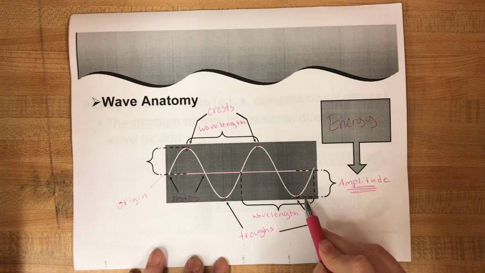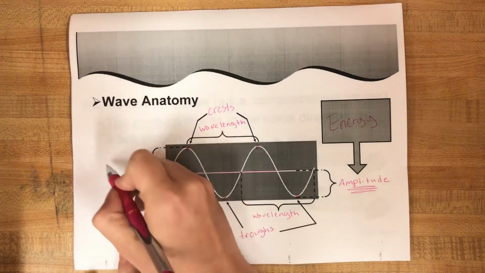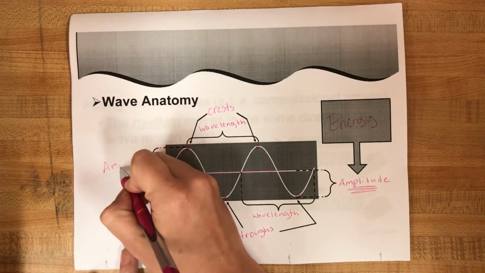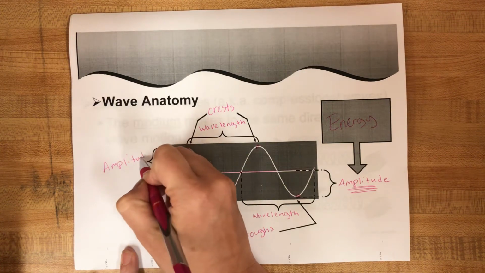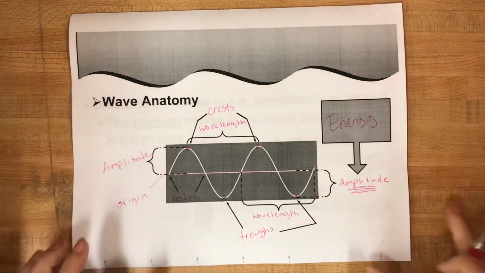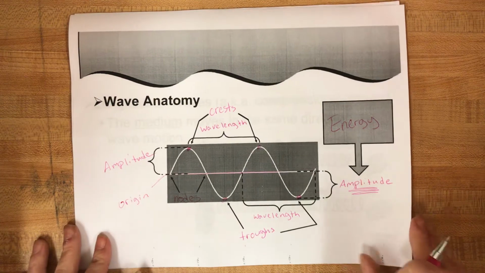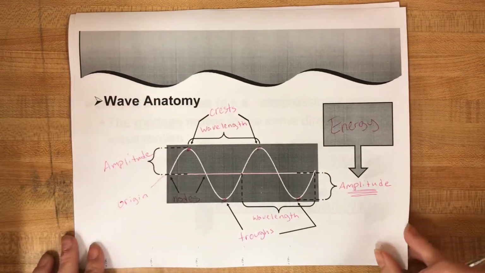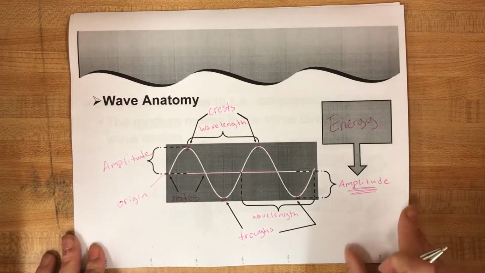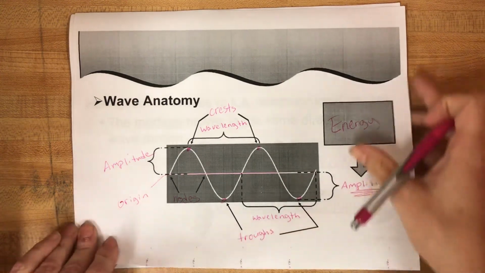Now, so it can go from origin to the trough, or it can go from origin to the crest, because remember, the origin should be in the middle of the wave. So these two values should be the exact same thing. Okay, you should be able to label everything that I have up here on your own without looking at your notes. So that would be something that you need to study.